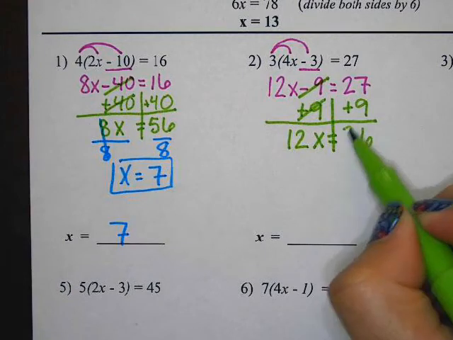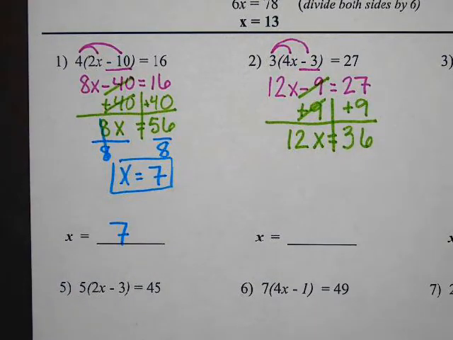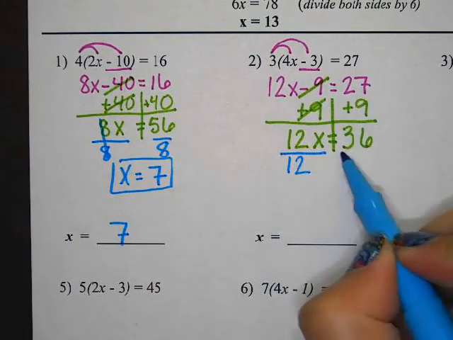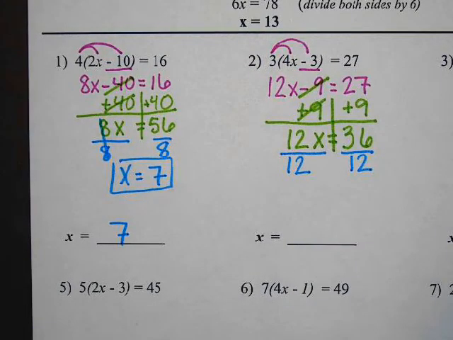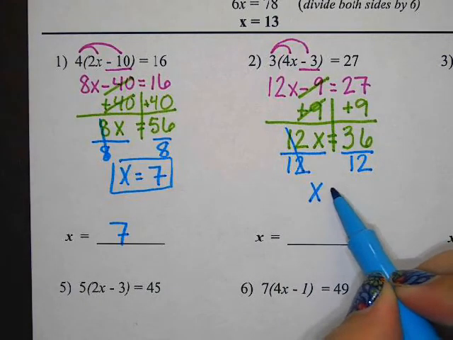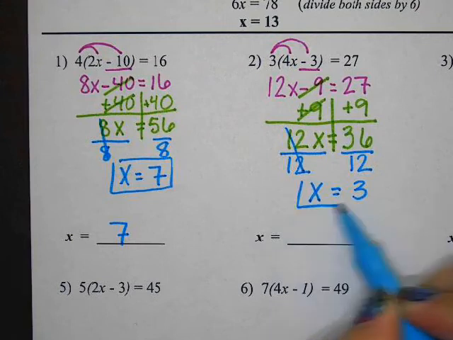Now our last step, again, we want to get rid of that 12 that's in front of the x. So 12 times x, we're doing the opposite, so we're dividing by 12 on both sides to keep it balanced. These cancel out, we're left with x is equal to 3.